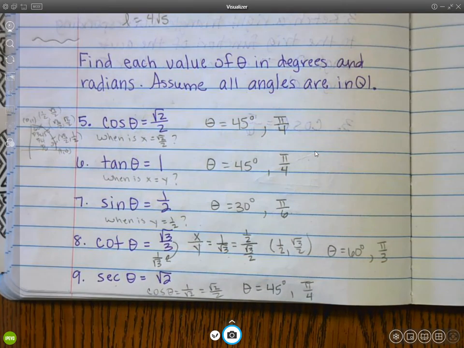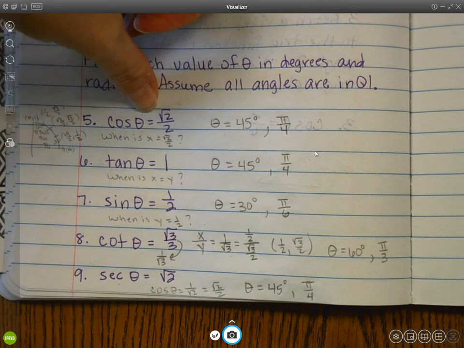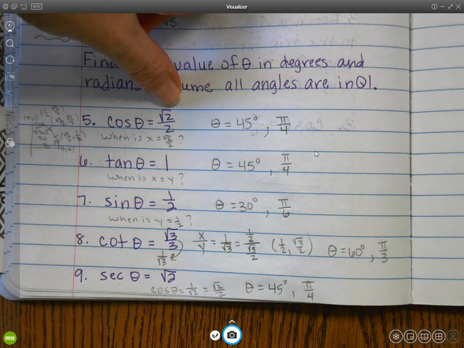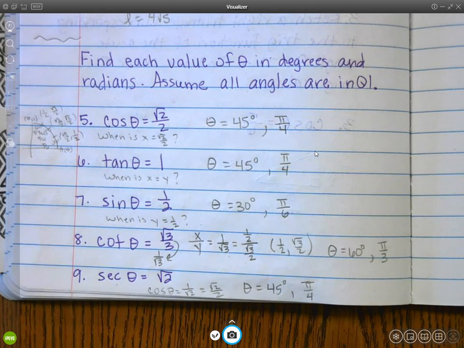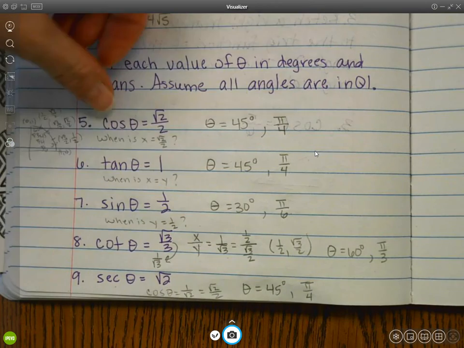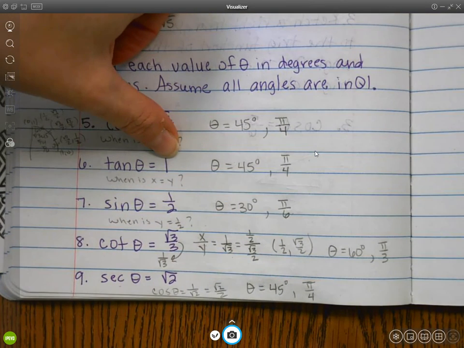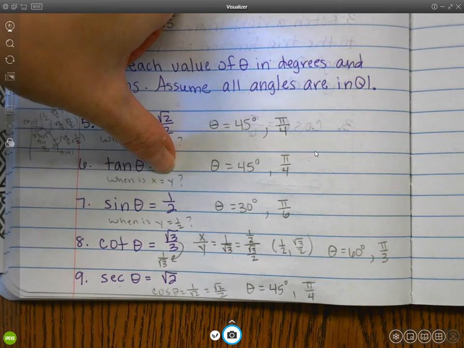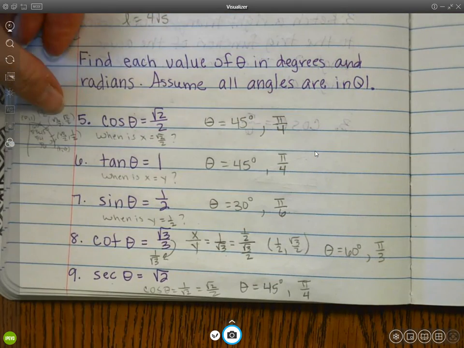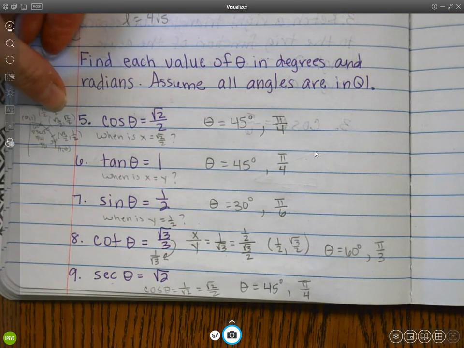Okay, so this is asking you when is x root 2 over 2, because I said cosine of the angle is root 2 over 2. Remember, cosine is x, so when is the x coordinate root 2 over 2? Well, that happens at 45 degrees or pi over 4. Alright, they want to know when is tangent 1. Well, tangent is y over x, so for tangent to be 1, they're asking when is x equal to y. Well, that's also at 45 degrees or pi over 4, because root 2 over 2, root 2 over 2 is the only time they're the same in quadrant 1. It happens again in quadrant 3.